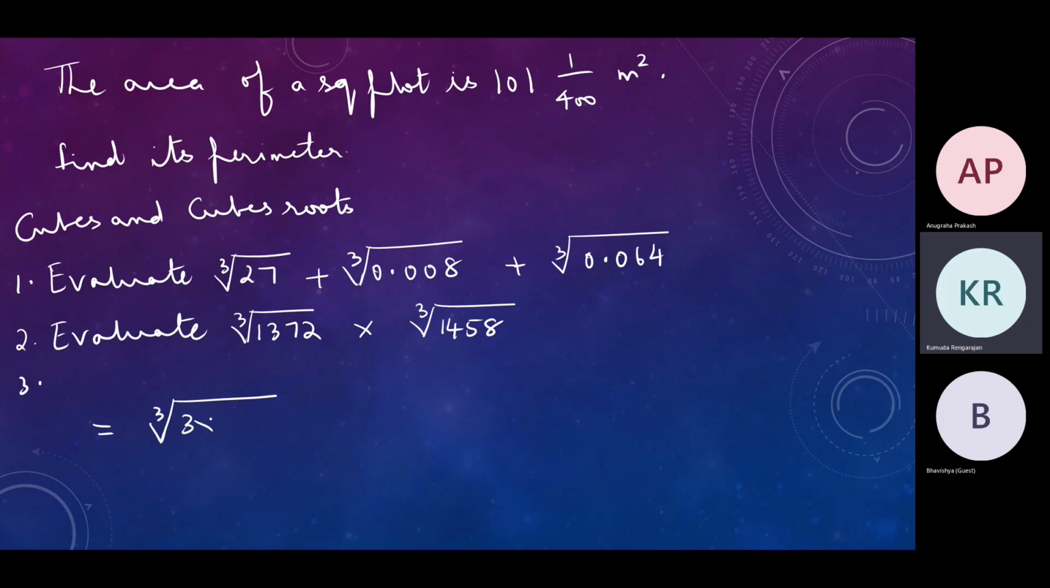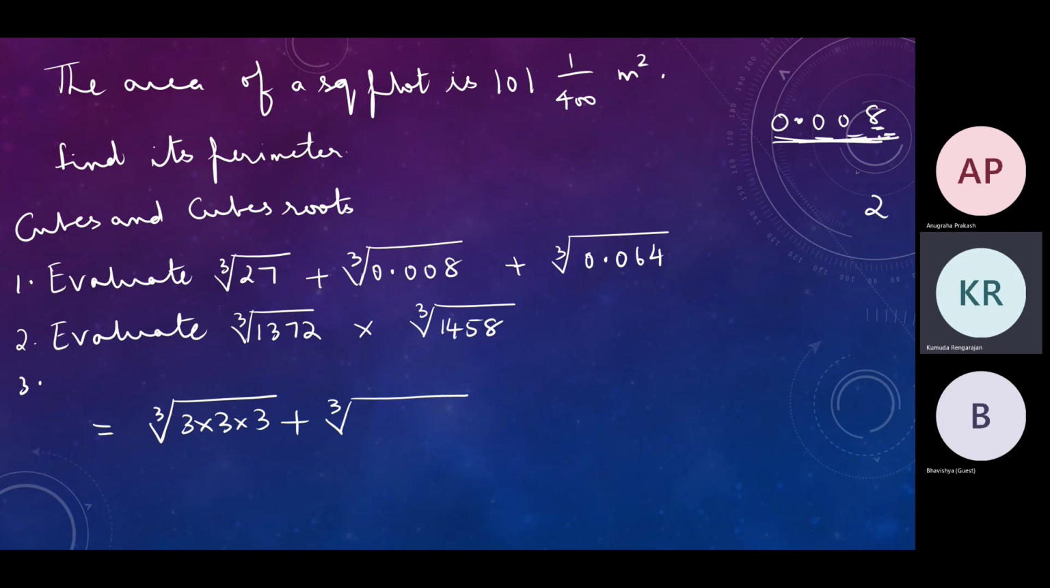Cube root of 3 into 3 into 3 plus cube root of 0.008. We know that the cube root of 8 is 2. And now this number is 0.008. So after the decimal point, there are 3 digits. That means this number is a cube number, and its cube root will have only 1 digit after the decimal point.